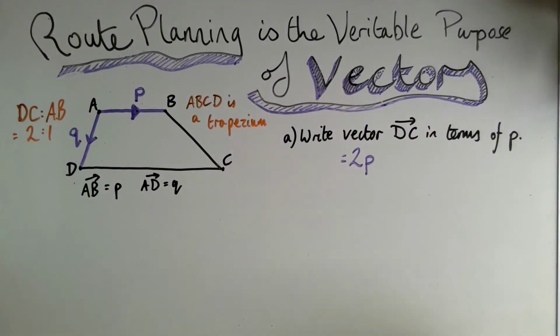P plus p is 2p. If you wrote p plus p, you'd get the marks because it didn't say in its simplest form. So you could do p plus p or p times 2.